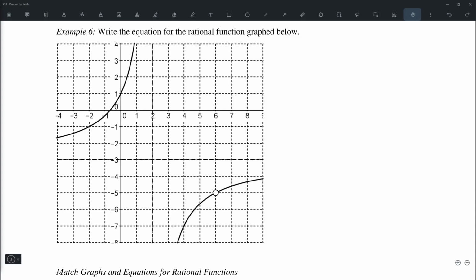Hello everyone. So today we're going to go over section 11.2, Analyzing Rational Functions, part 2. In the first example here, we have a rational function with given asymptotes and a point of discontinuity. There's a vertical asymptote at x equals 2, and a horizontal asymptote at y equals -3. The coordinates of the point of discontinuity are 6 and -5.